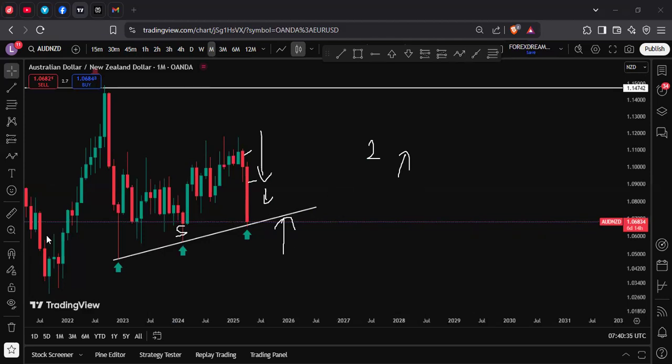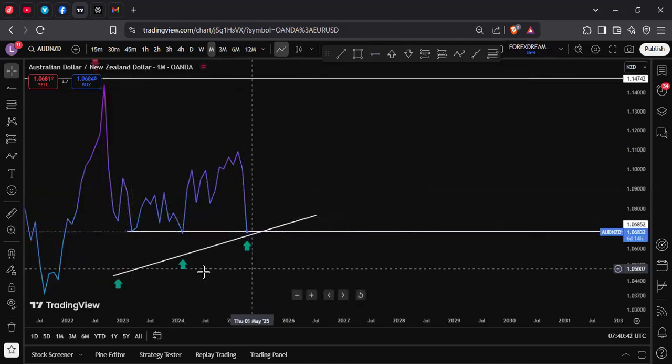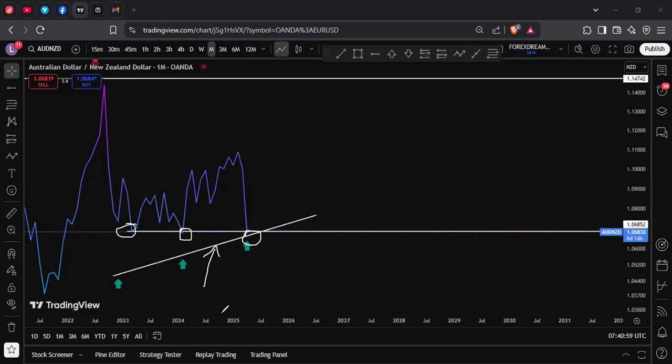Let's erase everything and then apply the line chart. If you apply the line chart, you'll see what you have here, right? That's your support. That is your support. We're expecting the market to respect the support as well. The reason why we are expecting the market to respect the support is because of the trend line as well.